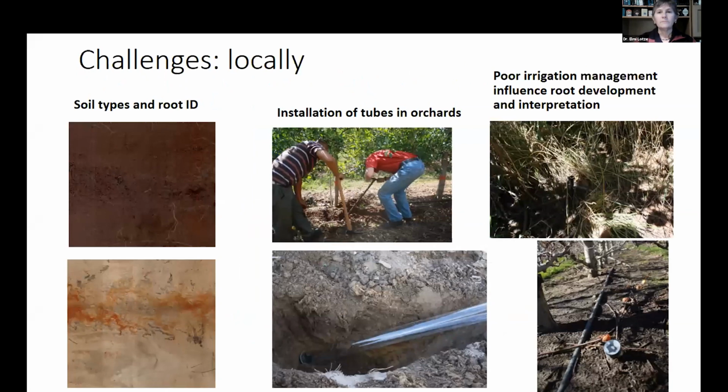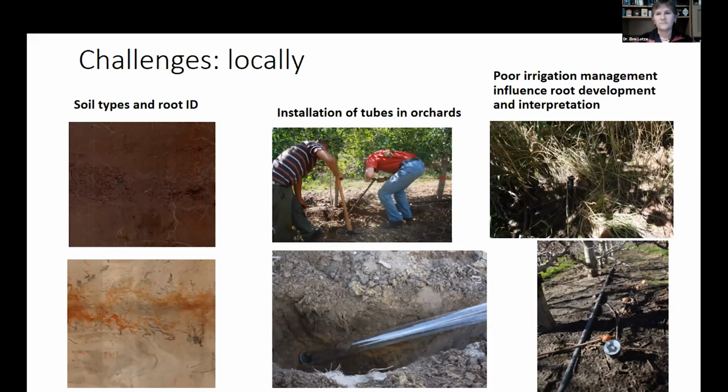Then look at the challenges specifically locally with us. The first one would be the soil type and the root identification. You get heavy soils, you get sandy soils. It's not always so evident to see the roots, although we would like to do that. With a lot of other imaging packages, you can change the color or you can increase the contrast between what you want to see in the background.